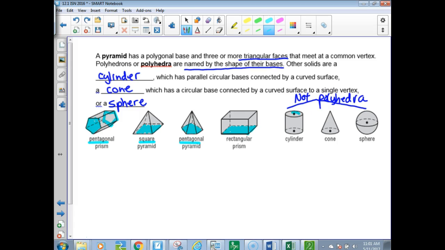The cylinder is a cylinder because it has two circular bases. The cone is a cone because it has a circular base and meets at a point. And then a sphere, well, that's just like a ball. It has its own special name.